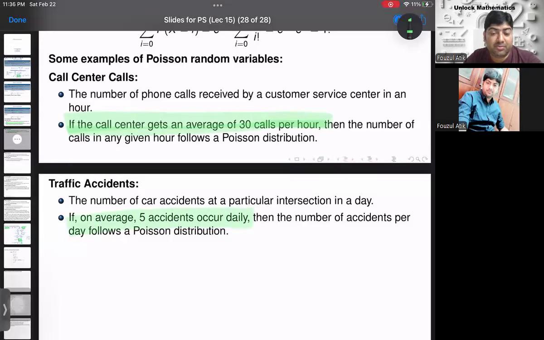But on some day there may not be any accident. It can be one accident also. It can be two accidents. There is no certain limitation we have, right? It can be a big number. But from the previous data we may have collected that on average 5 accidents happen daily. So in this case again it will follow the Poisson distribution, and the number of accidents will follow the Poisson random variable. I hope you are understanding how to realize that some variable will follow the Poisson random variable.